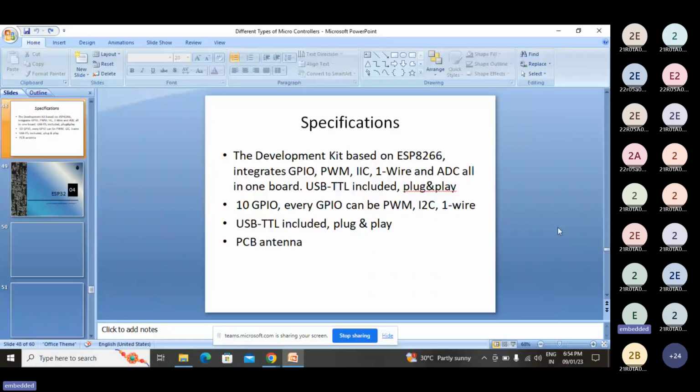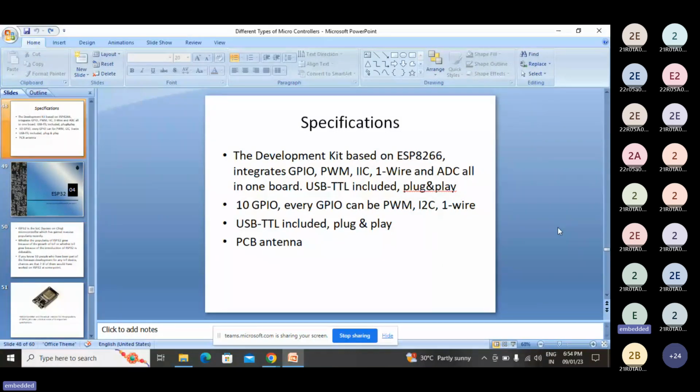So the specifications of ESP8266. The development kit based on an ESP8266 integrates GPIO, PWM, I2C, one-wire, and ADC all in one board. USB TTL included, plug and play. Every GPIO can be PWM, I2C, one-wire. USB TTL included, plug and play, PCB antenna.